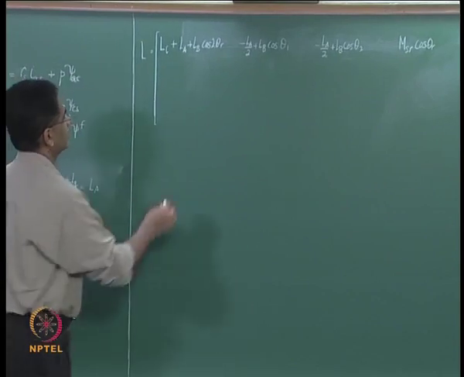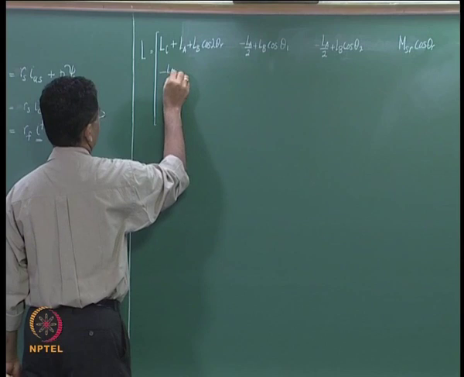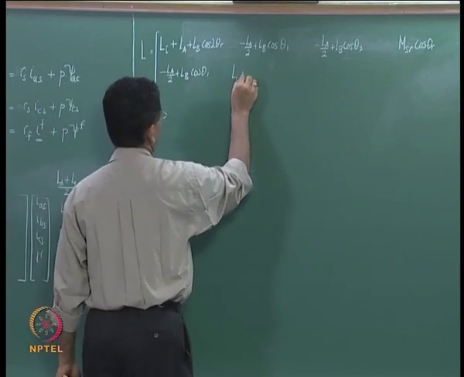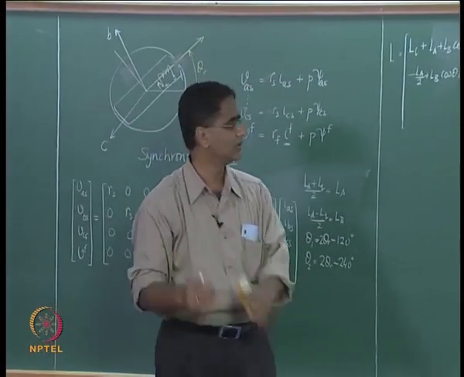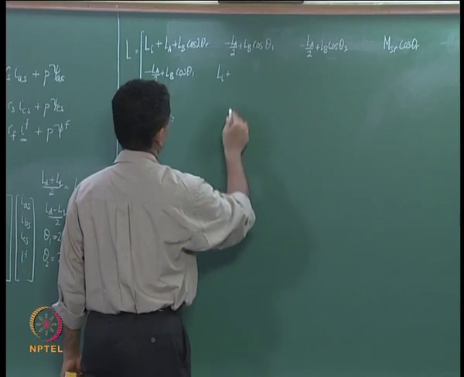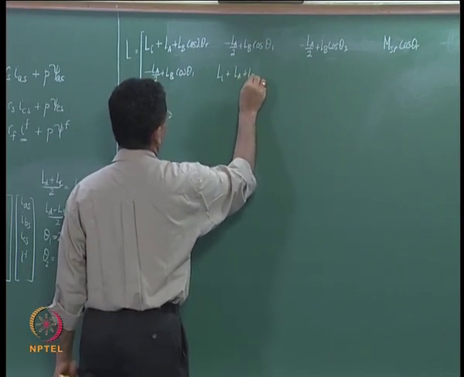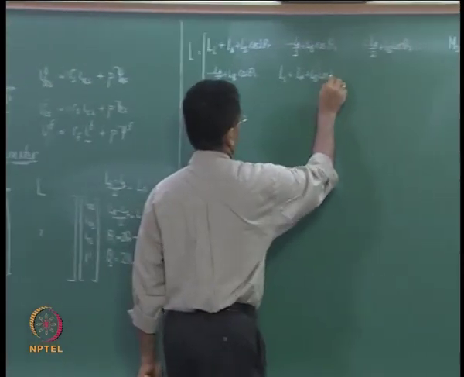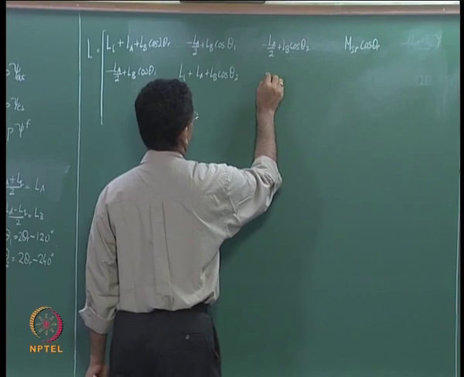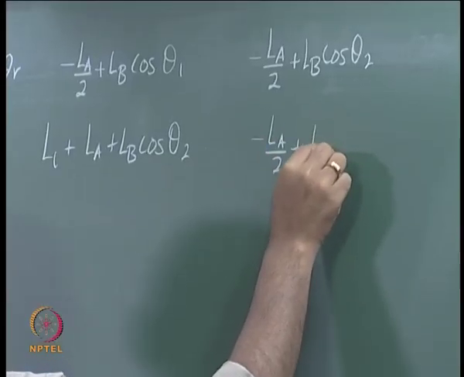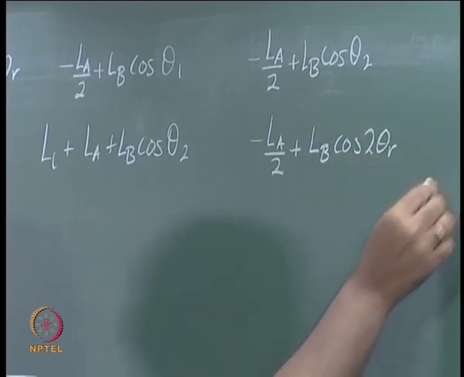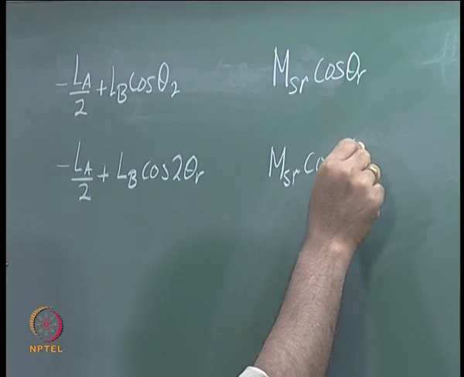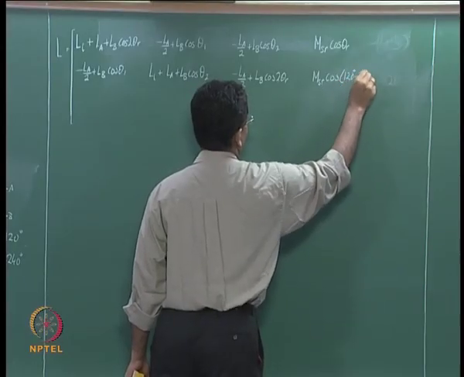So for the B phase, the mutual between A and B is the same expression. You have LA by 2 plus LB cos theta 1, and then you have the self inductance of the B phase, which is the leakage inductance plus the magnetizing inductance, which is nothing but LA plus LB cos theta 2 here, and then this one is minus LA by 2 plus LB cos 2 theta r, and here you will have MSR into cos of 120 degrees minus theta r.